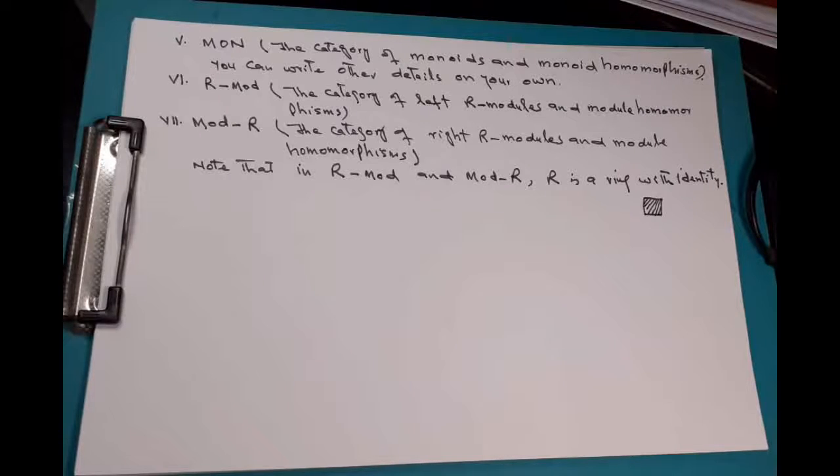And then for each case, when we discussed category of sets, we discussed functions between sets. In case of category of groups, we considered group homomorphisms. In case of category of rings, we considered ring homomorphisms. In case of category of topological spaces, we considered continuous functions. In case of category of left R modules and category of right R modules, both we considered module homomorphisms.